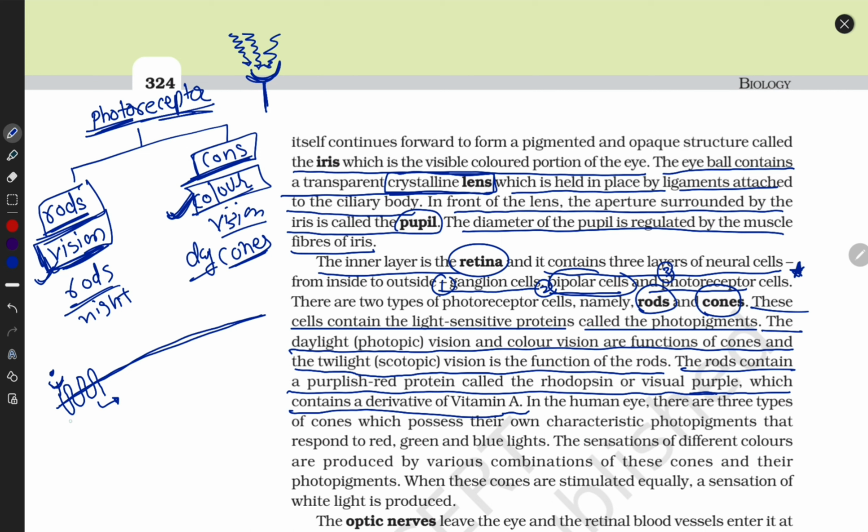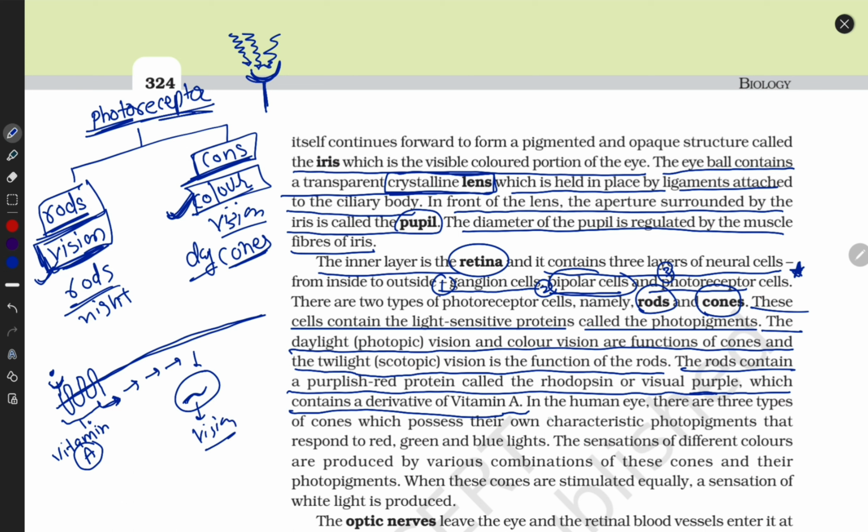They transmit their signal. This rhodopsin is made with vitamin A, so consume vitamin A for better vision. This conveys their signal, then the signal passes to the nucleus, then the signal of vision will form.